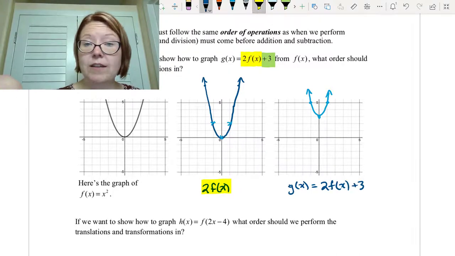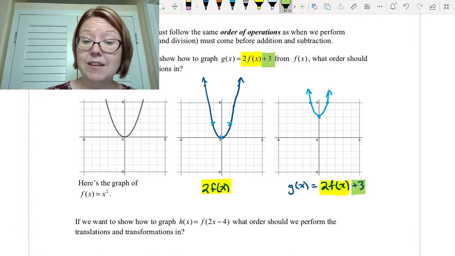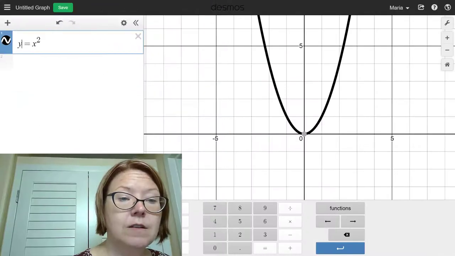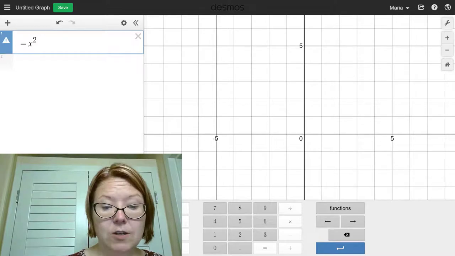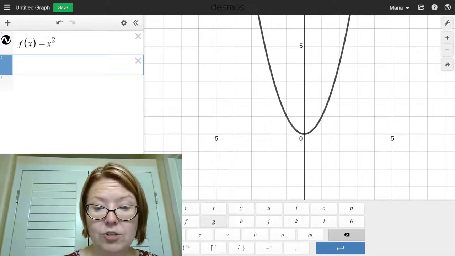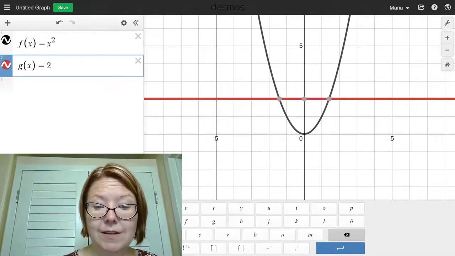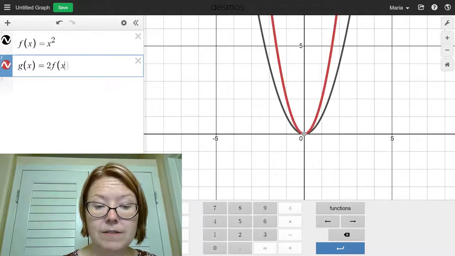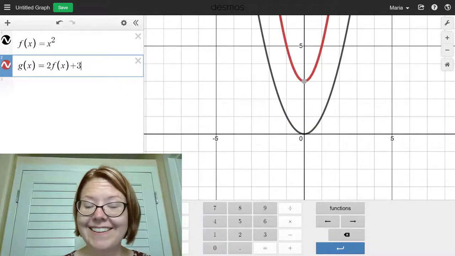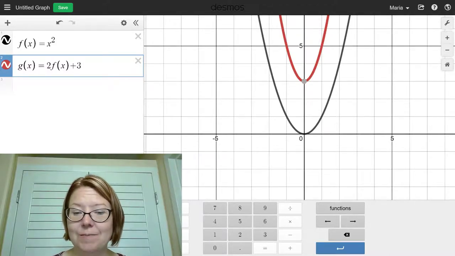And if you want to check that, we can just go over to Desmos and do that without even getting the formula for these. I'll just make my first equation f of x equals x squared. And now I'll write out g of x equals 2 times f of x plus 3. And you can see that we do get the graph that we had in our notes.